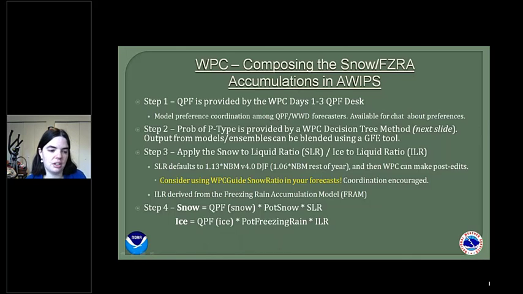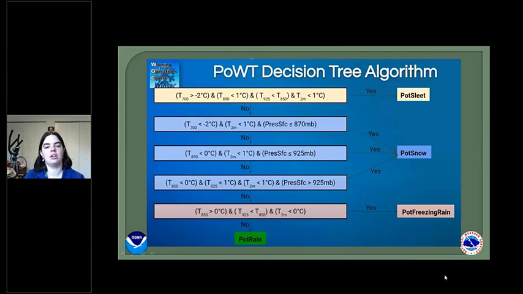Because of course that goes right into their snow and ice accumulations, which is just based on their QPF and then the pot grids and SLR, ILR. So I think I have this linked online, but this is just their decision tree algorithm to determine pot sleet, pot snow, pot freezing rain, and pot rain, of course. So it just uses the temperatures at given heights and uses that to spit out their P-types.